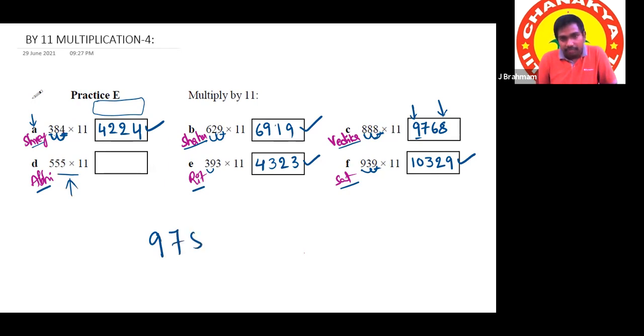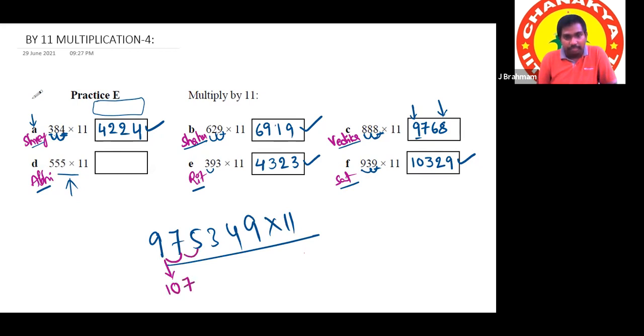9, 7, 5, 3, then 4, 9 into 11. Not only Abhinav, all of you listen carefully. Actually we need to write 9, because the next place is a carry. That's why I am writing 10. Next, 9 plus 7, end number 6. Because there is a carry in the next place, I am writing 7. Got it, Abhinav?